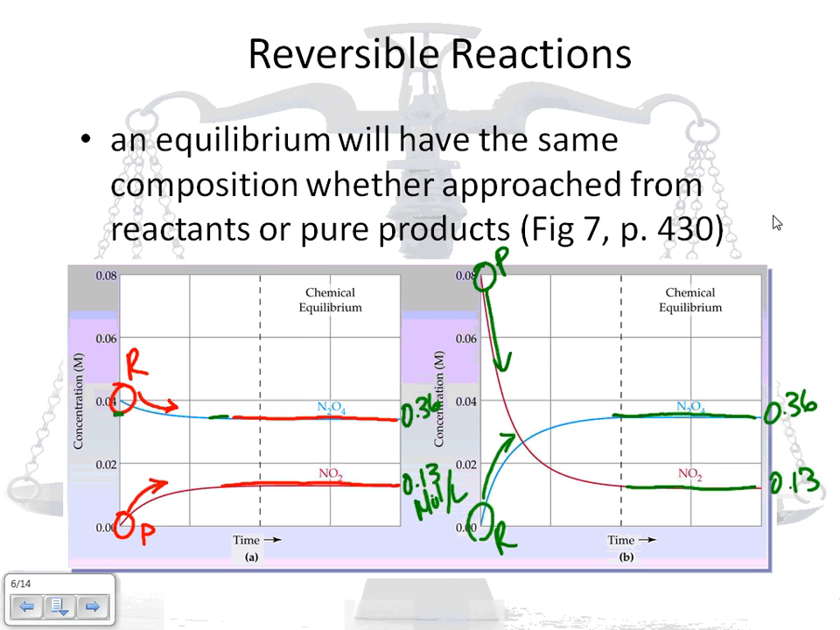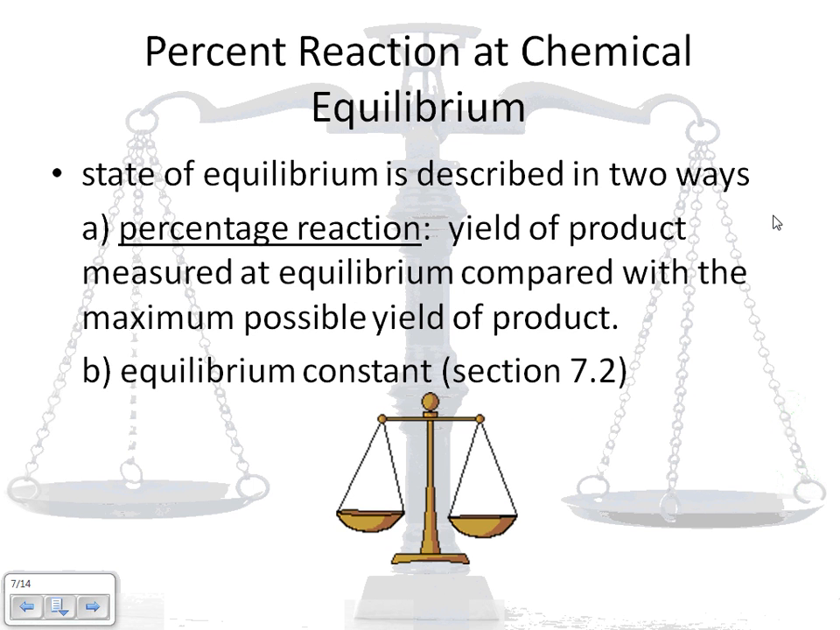What does that mean? That means it doesn't matter where you start. It doesn't matter what your concentration of reactants or products are when you start. The part that we've got to calculate is what happens at equilibrium, and I'm going to show you how to do that. The first way to do it is the percent reaction at chemical equilibrium. This is not the most common way, but it is important. So we're going to take a look at it quickly. A state of equilibrium can be described in two ways.